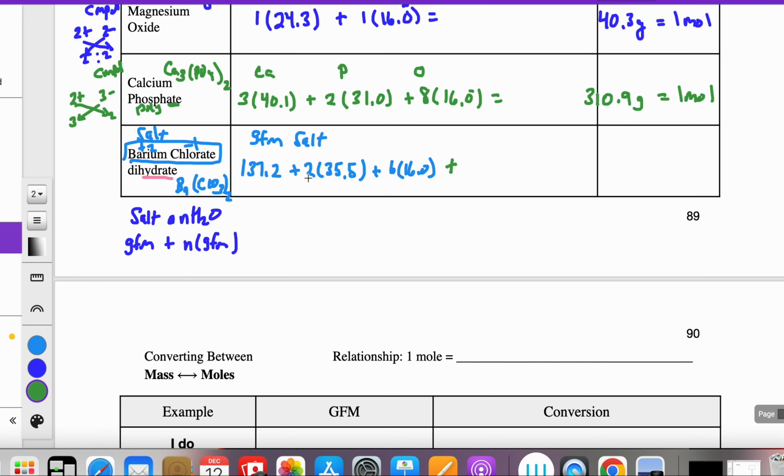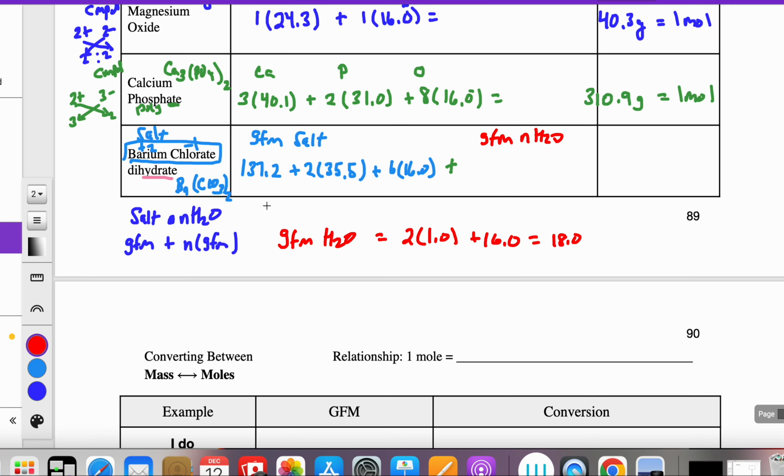Now we're going to add to the GFM of the salt, we're going to add the water. So the GFM of the N H2O. Now, I want you to memorize the GFM of water. So we're going to get this memorized. This is the only time we're going to write it out. The GFM of the water. 2 hydrogens each contribute a mass of 1.0 plus the only oxygen 16.0. So the GFM of water is 18.0 grams.